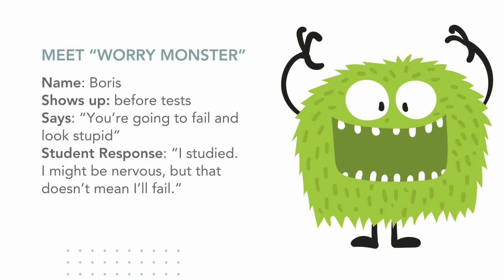Let's look at a specific example. Maybe a student has developed a worry monster named Boris who tends to show up before tests, and Boris always tells her, you're going to fail and you're going to look stupid. But the student's response that she's going to rehearse saying back to Boris is, hey, I studied. I might be nervous now, but that does not mean I'm going to fail. So we practice this in session so that when that test time does come and Boris shows up and is telling her, you're going to fail and you're going to look stupid, she already has the language and she already knows what to do. She can picture Boris, she can imagine that he's standing in front of her, and she can say, no, I studied, I feel nervous and that's okay, but that does not mean that I'm going to fail. The language is there because we've practiced it.